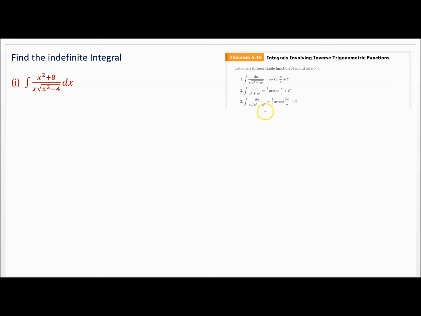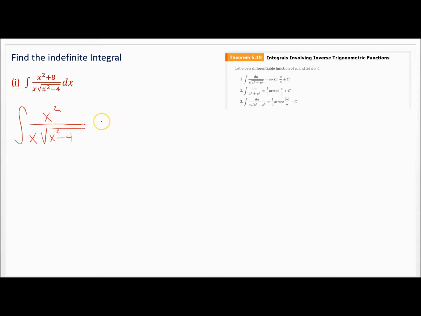So maybe it's one of these three, but it's not looking like it, right? Because you've got this x squared plus 8 up top, which could be a problem. So here's the suggestion. We'll just see if it works. I've got the integral of x squared. What if I just put that over x times x squared minus 4? That's an x squared, by the way.